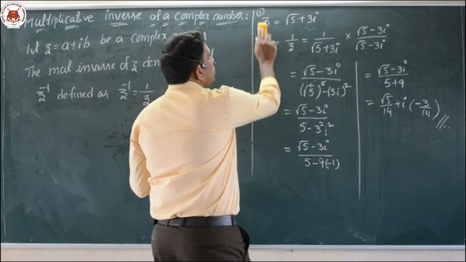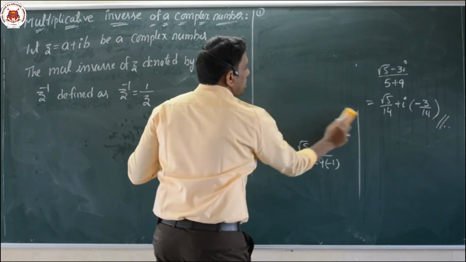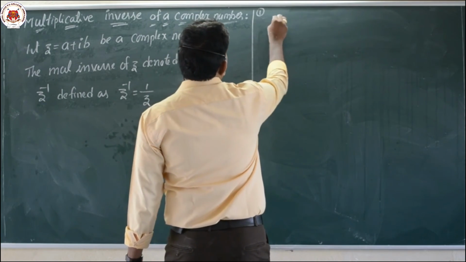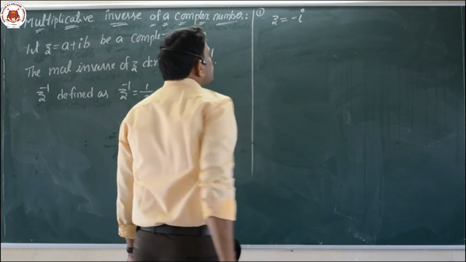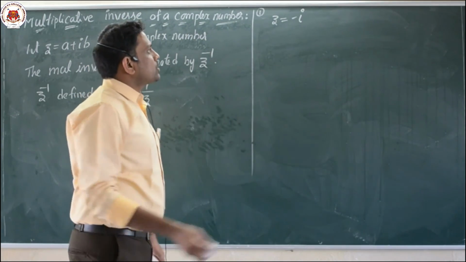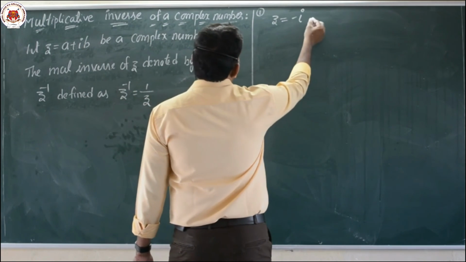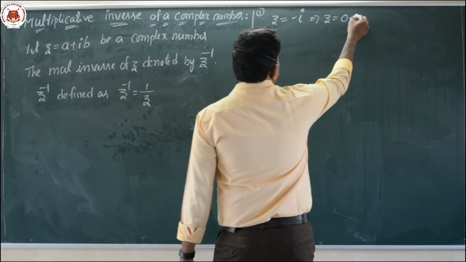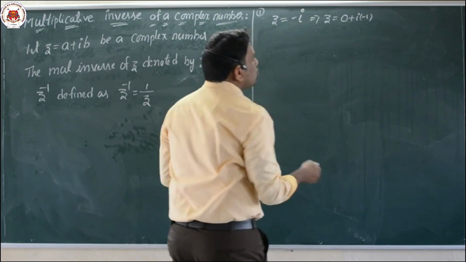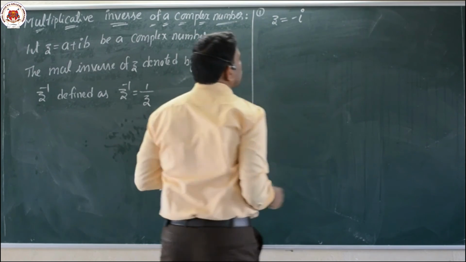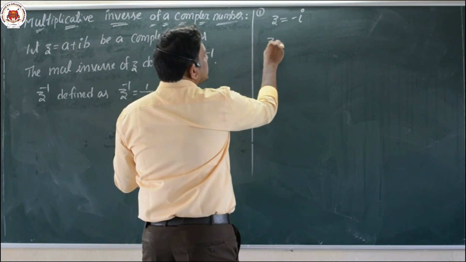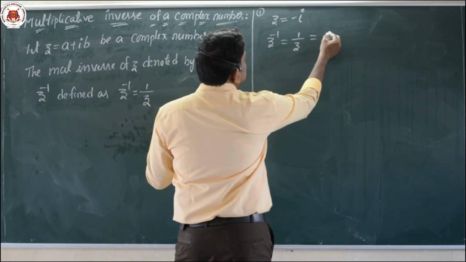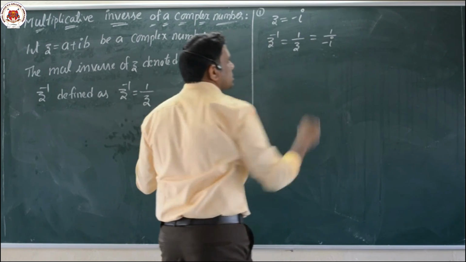Next, we'll take another example: z equal to minus i. So here there is no real part, only the imaginary part is there. If you want, you can convert it to this form: z equal to 0 plus i into minus 1. But no need to do this, we can write directly z is equal to minus i. Then we have to find its inverse. So z inverse equal to 1 by z. So 1 by z means 1 by minus i.